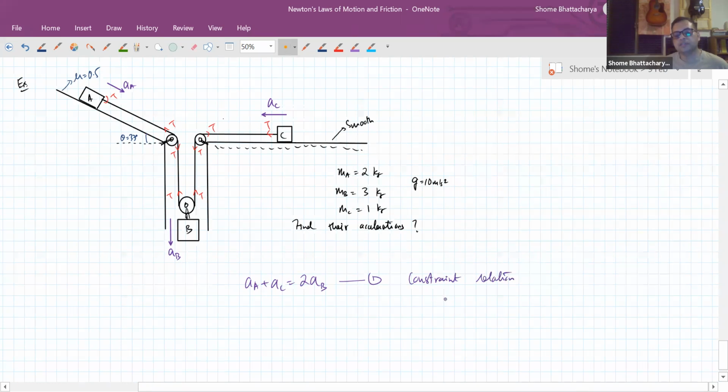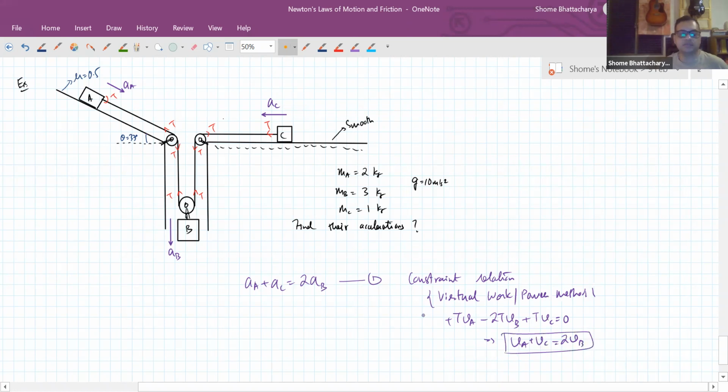The easy method of getting the constraint relation is by applying what we've discussed earlier as the virtual work or power method. If we go for the power method, we'll see that the power delivered by tension on A will be T into VA, assuming it has the velocity in the same direction as acceleration. The power on B will be minus 2T into VB, and the power on C will be plus T into VC. This total power should be 0. So that will give us this relation, that VA plus VC is twice of VB. And then on differentiating this particular relation, we will get relation 1.